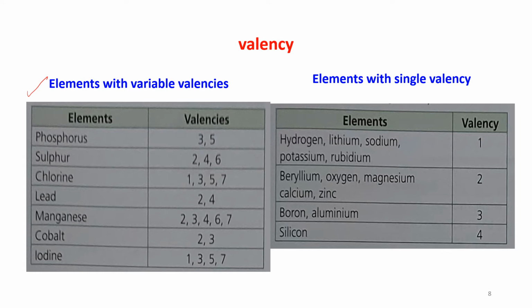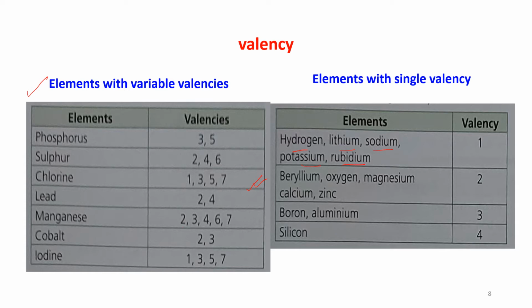Manganese is having 5 valencies, 2, 3, 4, 6, 7. Cobalt, 2 and 3. Iodine, 1, 3, 5, 7. These are the variable valencies. Now elements with single valency. Hydrogen, lithium, sodium, potassium, rubidium.